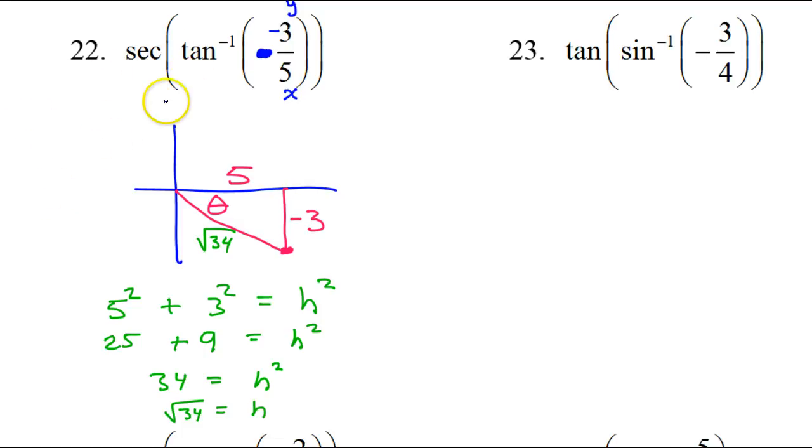Remember, the secant is the reciprocal of the cosine function. So what is the cosine of this angle? Well, a cosine is adjacent over hypotenuse. So the cosine of this angle would be 5 over radical 34, adjacent over hypotenuse. So that means the secant must be the reciprocal of this. So that's going to be radical 34 over 5. So that is the answer, number 22.